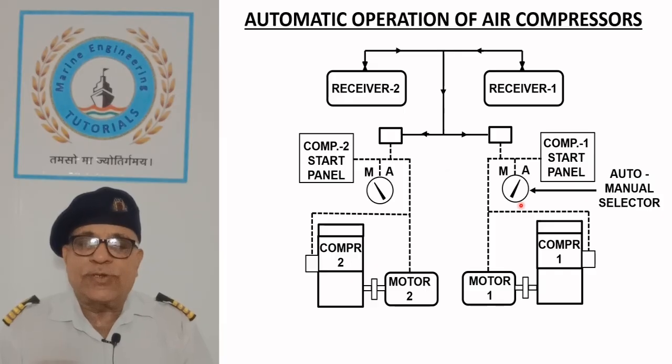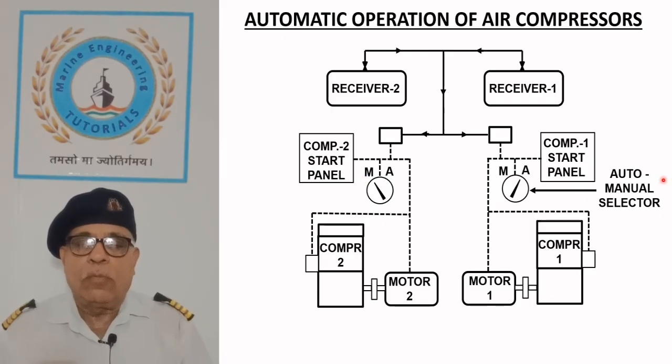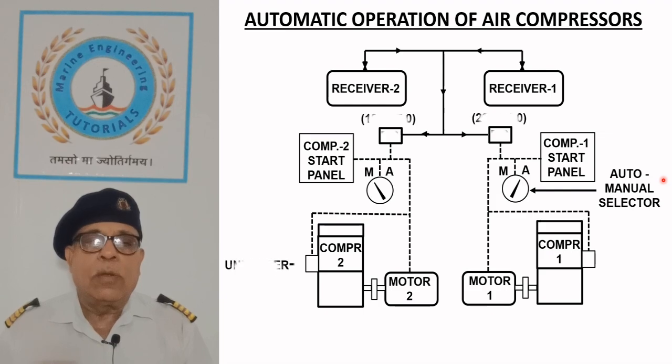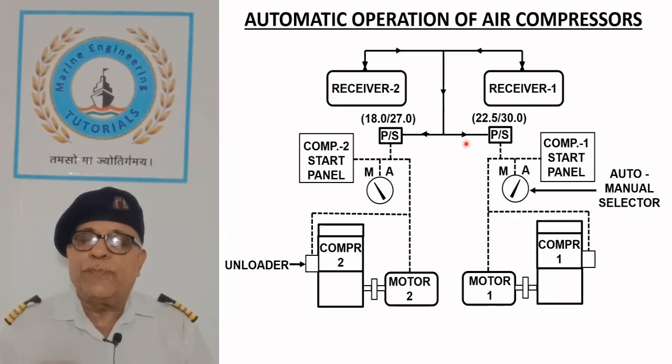It can be seen from the sketch that compressor number 1 is selected to start and stop automatically, whereas compressor number 2 is set on manual operation. Compressors are started and stopped automatically by their respective pressure switches. When the pressure in receiver number 1 drops to 22.5 bar, the pressure switch cuts in compressor number 1.